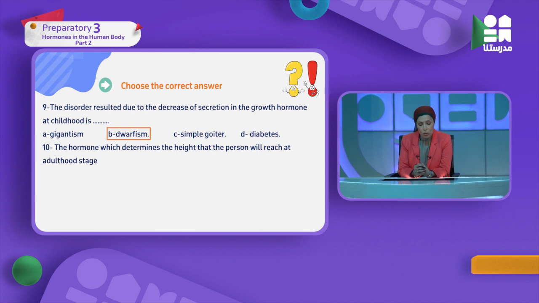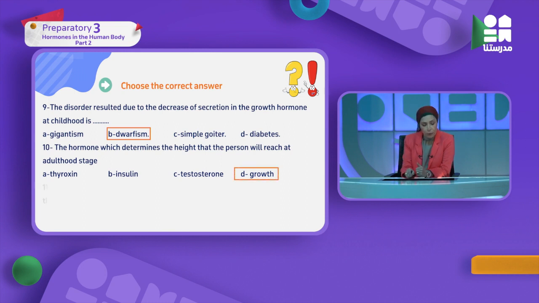The hormone which determines the height that the person will reach at adulthood stage. مين الهرمون that's responsible for the height الطول؟ is it thyroxine hormone, insulin or testosterone or growth hormone? Of course it's growth hormone.